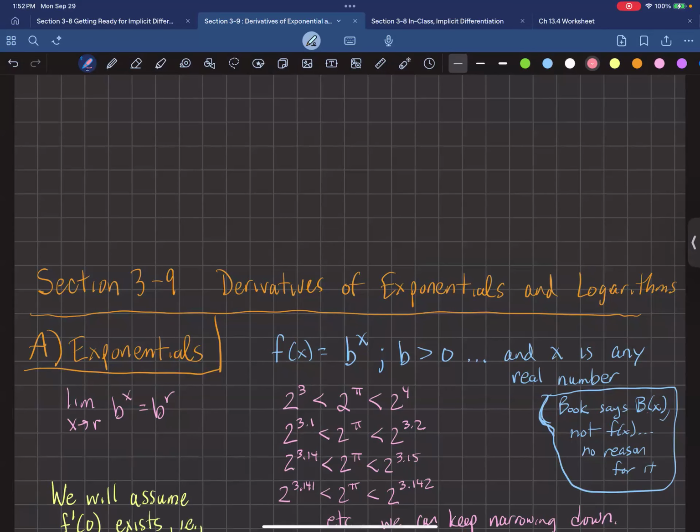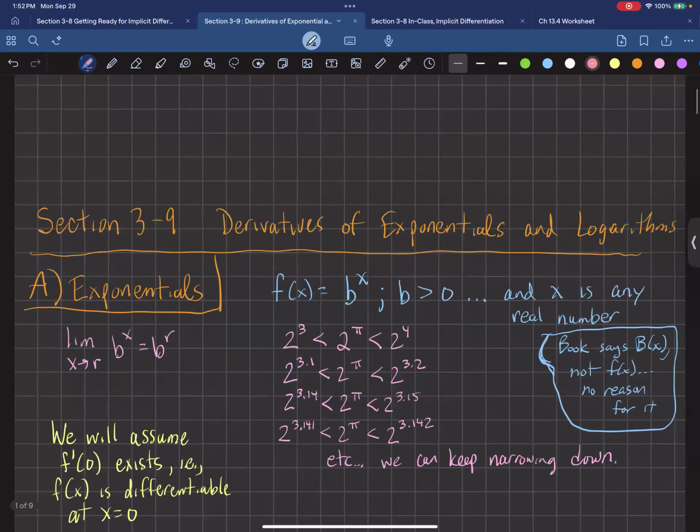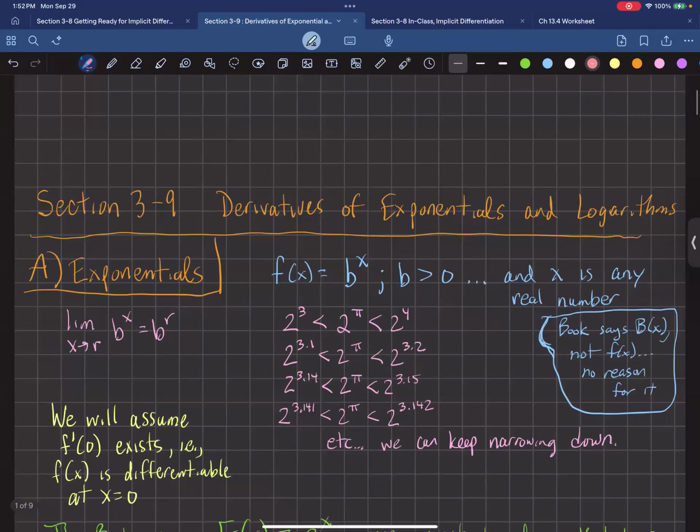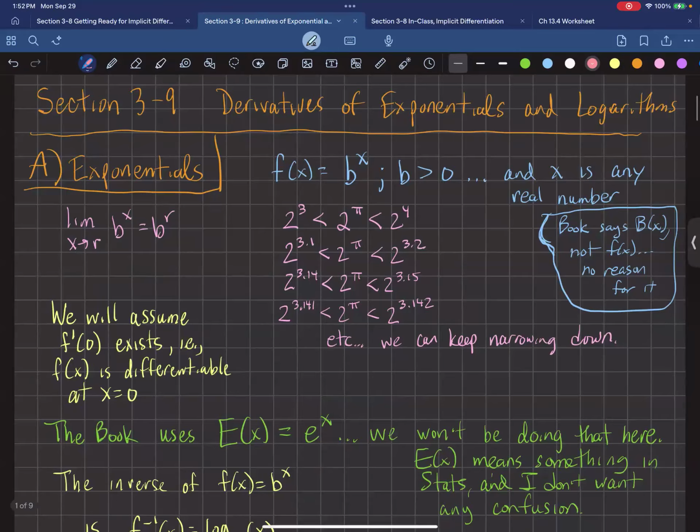The book says capital B of x, not f of x. There's no reason for it. B is used in physics and stuff for other things, so I don't want to do that here. I'm going to just use f of x. We're going to assume that f prime of 0 exists, which means f of x is differentiable at x equals 0. That's the whole continuity thing. And then they use e to the x equals capital E of x. In stats, that means expected value, and so I don't want to use that either. I'm just going to stick with f of x for both of them.